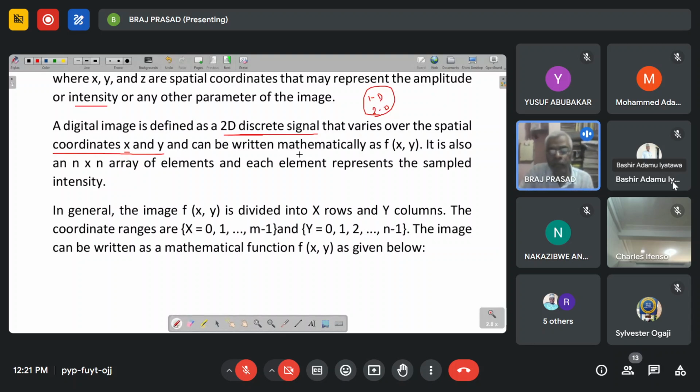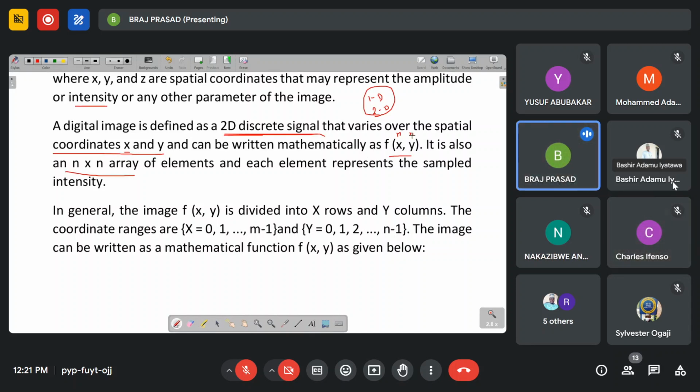This can be written mathematically. This 2D discrete signal will be written like this: f(x, y). It is also an n cross n array. If the maximum size of x is n and the maximum size of y is n, then we can say it is an n cross n matrix. This n cross n matrix can be represented by a two-dimensional array of n cross n elements, and each element represents the sampled intensity. What is sampled intensity? We will see shortly.